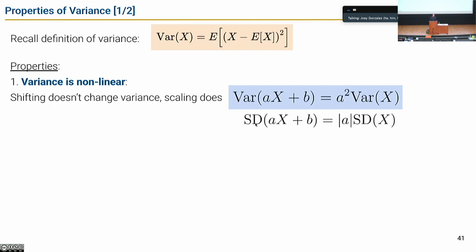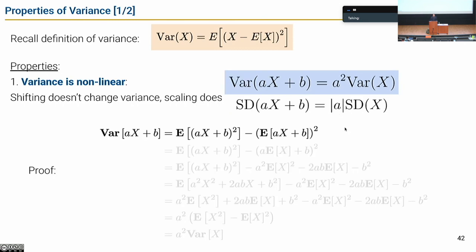And then naturally, if I take standard deviation, I apply the same logic. I'll take the square root. So I take a squared, take its square root, so it's just the absolute value of a. Oh, I decided to prove this. Okay, well, we can work through this too.